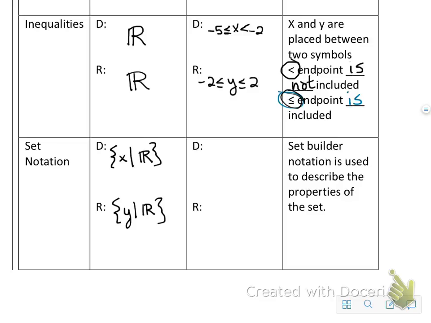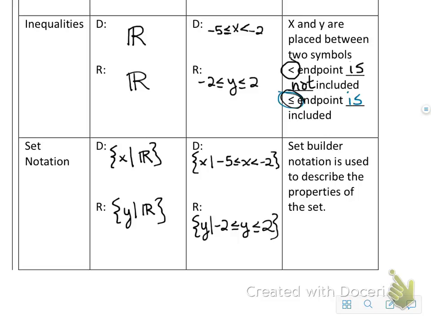For the other one, we have x such that negative 5 less than or equal to x less than negative 2. And I just got that from what we did above. So we had domain negative 5 less than or equal to x is less than negative 2, and the one with the inequalities. And I just took that inequality and I put it in the brace. For range, we do the same thing. The only difference is that now we're talking about y. So we have y such that negative 2 is less than or equal to y is less than or equal to 2.